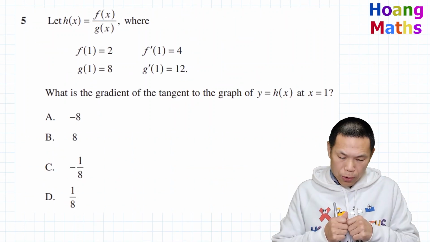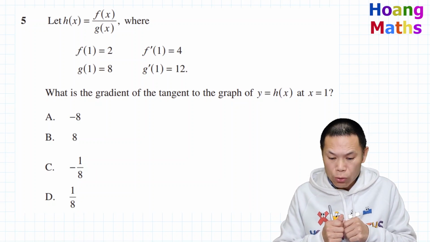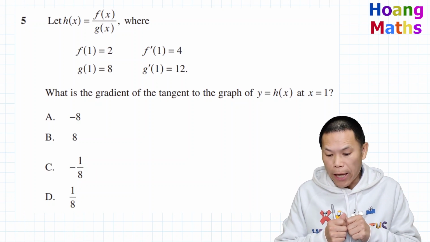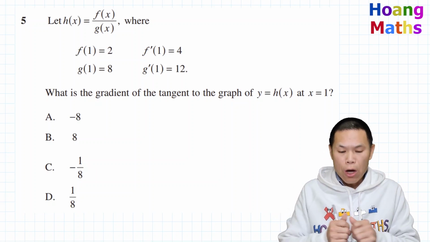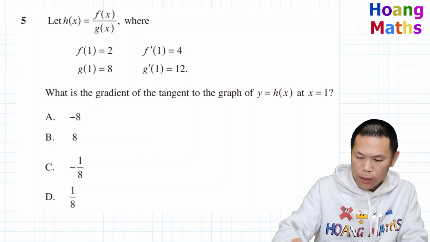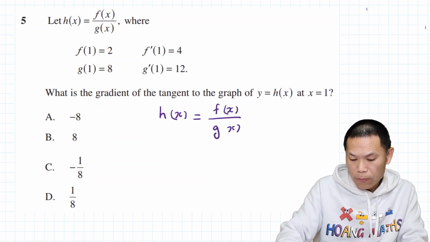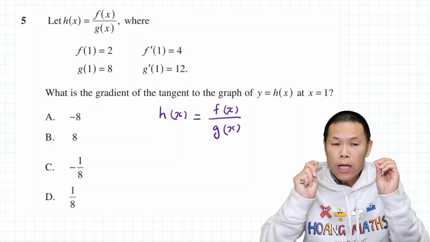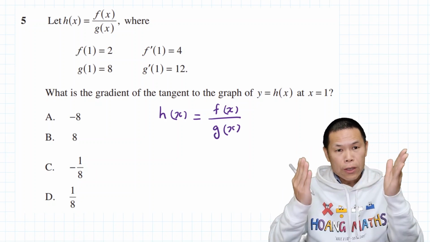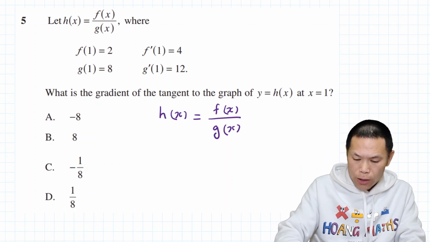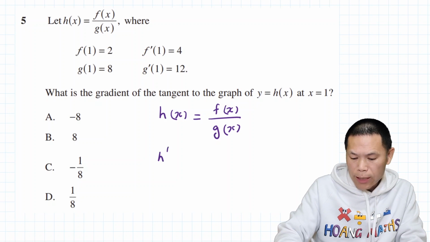Number 5. What is the gradient of the tangent to the graph of y equals h of x at x equals 1? First of all, we know that h of x is equal to f of x over g of x. Now to work out the gradient of h of x, first of all we need to differentiate it, so that is h dash x.